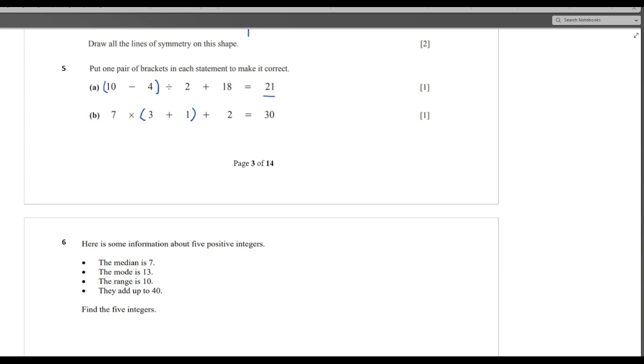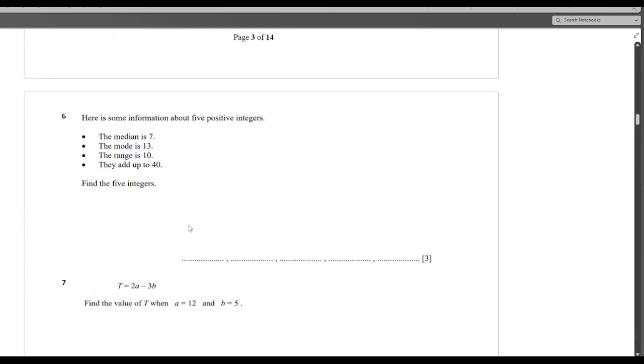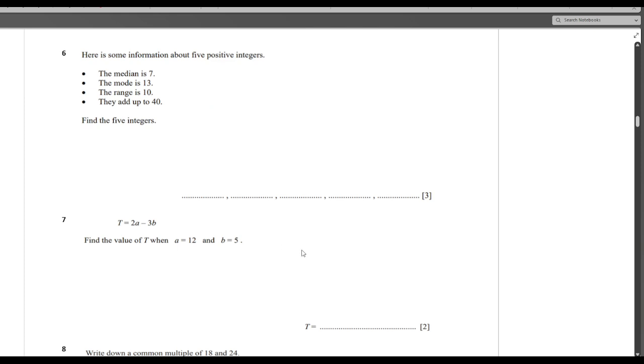Okay, now let us move to question number 6. Here is some information about 5 positive integers. The median is 7, the mode is 13, the range is 10, and they add up to 40. Okay, now your mode is 13, that means 13 will repeat the maximum number of times. If I repeat 13 3 times, I get 39. Then there is a possibility of only one number, so 13 cannot repeat 3 times. So the ideal situation is 13 will repeat 2 times.